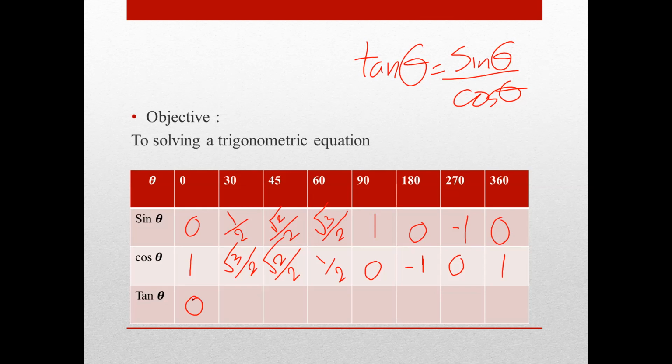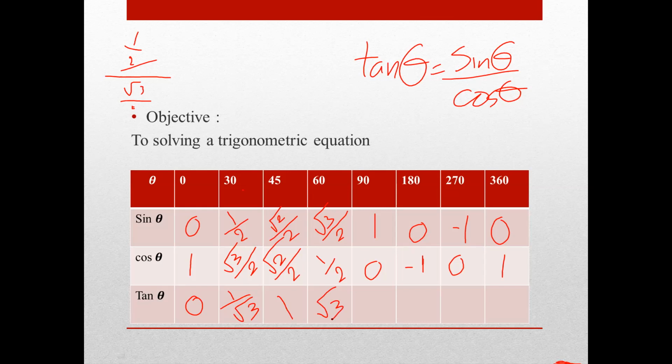What about 30? 1 over 2 divided by square root of 3 over 2. 2 cancels 2. So it is 1 over square root of 3. For 45, sine and cosine are the same, so sine over cosine here is 1. So every time you have to know that tan 45 is 1. What about 60? It is square root of 3 over 2 over 1 over 2. It's square root of 3.